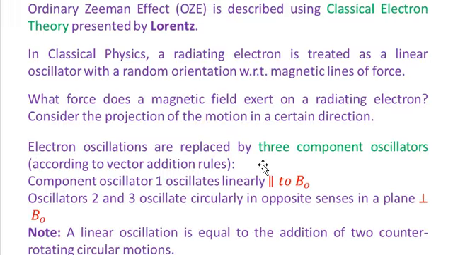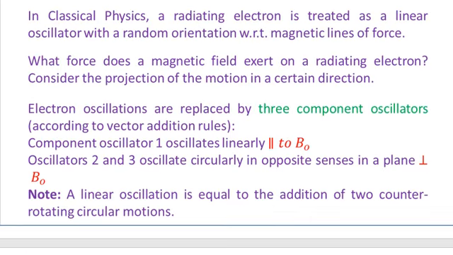So electron oscillations are replaced by three component oscillators according to the vector addition rules. Component oscillator 1 oscillates linearly with its electric field parallel to B naught. Oscillators 2 and 3 oscillate in opposite senses, that is, they are right circularly polarized and left circularly polarized light in a plane perpendicular to B naught. That is, the electric field is located on a plane perpendicular to B naught. A linear oscillator is equal to the addition of two counter-rotating circular motions. So the two circular motions, which have electric field perpendicular to B naught, can be added to get one linearly polarized component.